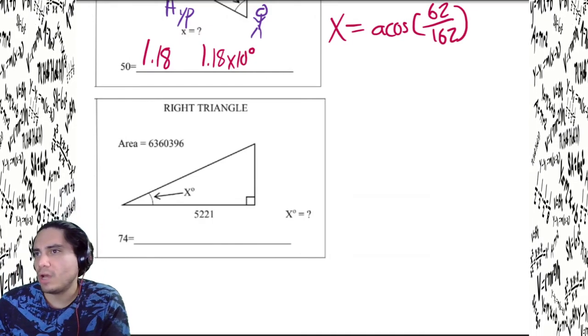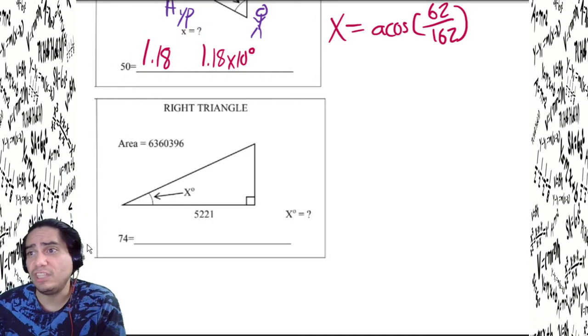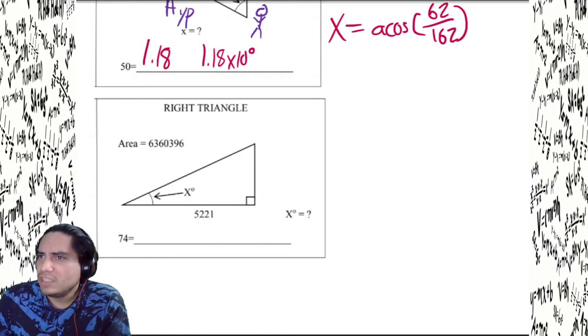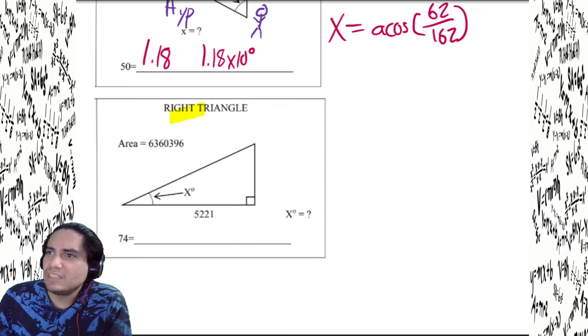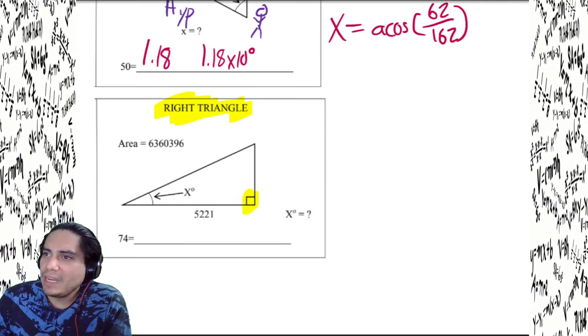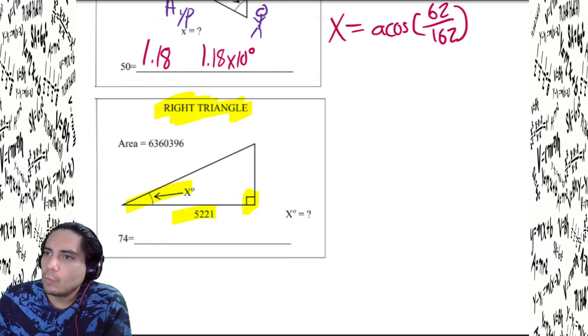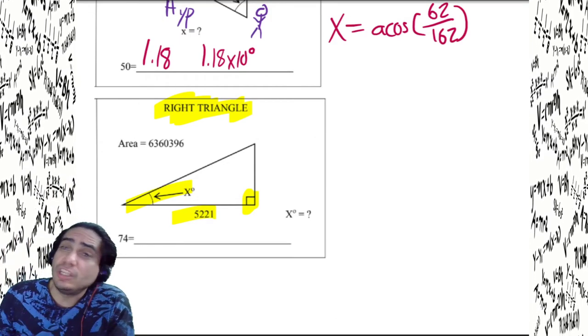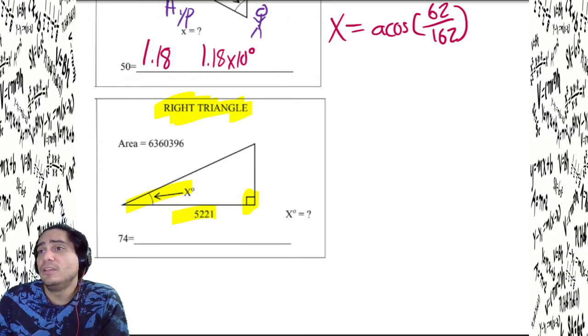So this is another problem right here. I know it looks crazy. It's not a 50, it's a 74, but it's SOHCAHTOA all day. We're looking for the angle of reference. It's a right triangle. You gotta be able to see it. We got the right angle. They gave us a leg. We're looking for an angle of reference. And they gave us a way to find one of the other sides, in this case, the other leg using the area.